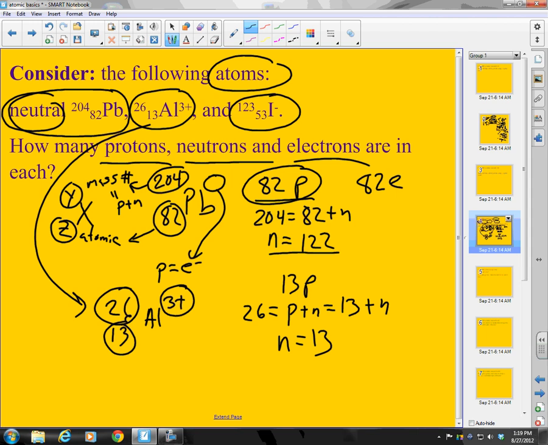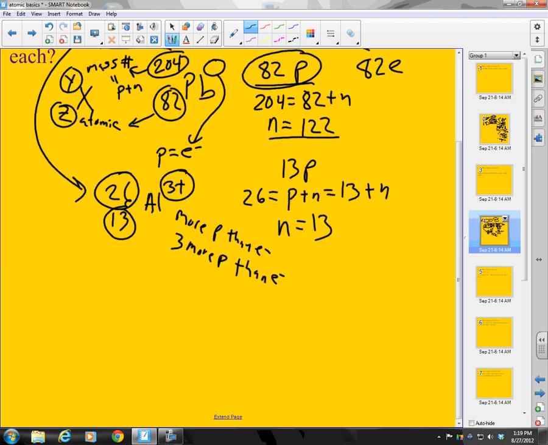It's plus, so that means I have more protons than electrons. 3 meaning I have 3 more protons than electrons, right? So if I have, where are my protons here? I have 13 protons. I have 3 more protons than electrons. That means I must have what? 10 electrons. So I have 10 electrons, 13 protons, and 13 neutrons.